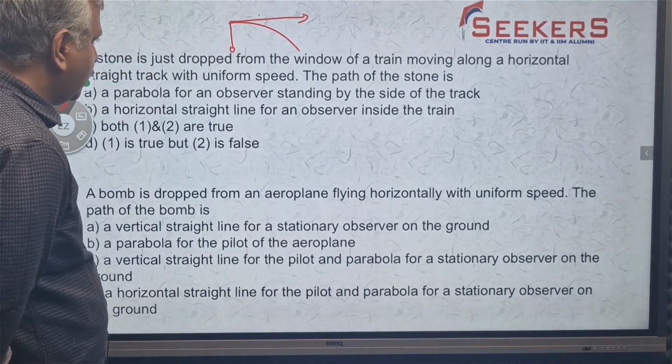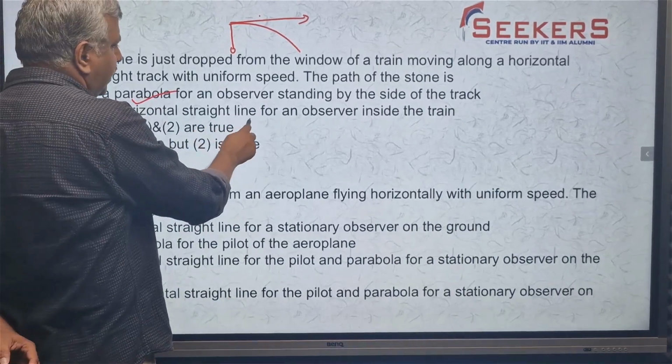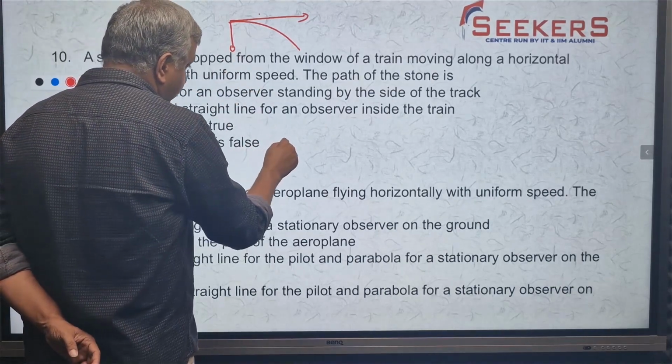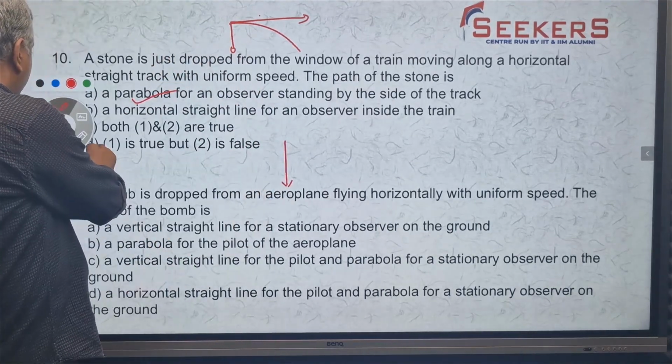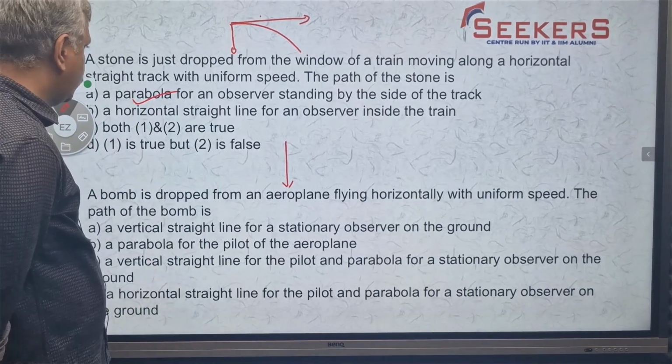A parabola for an observer standing by the side of the track, A is true. A horizontal straight line for an observer inside the train. No, it's not a horizontal straight line. It's going to be a vertical straight line. 1 is true, but 2 is false. So I'll go for option 2, that is option D. 1 is true and 2 is false.